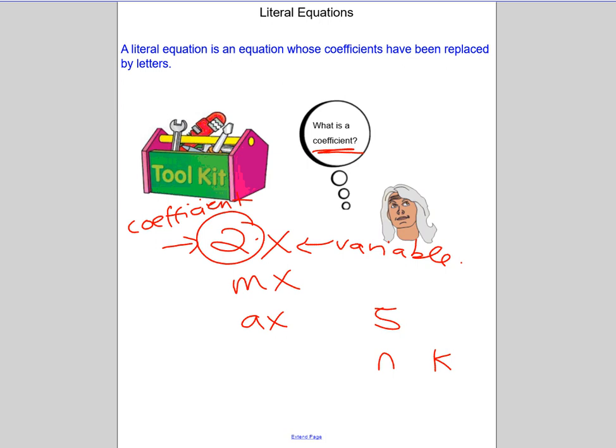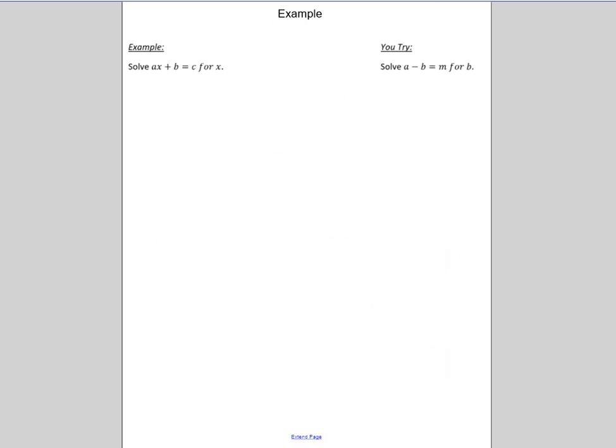Now that we know what a literal equation is, let's try some examples, okay? So we're going to solve in this first example.